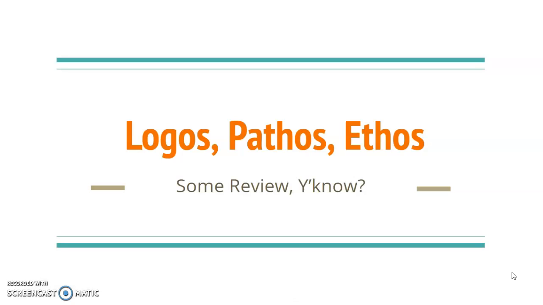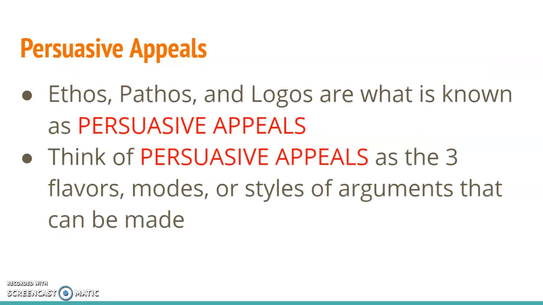We are going to talk to you about what will hopefully be an easy peasy review of the concept persuasive appeal and the sub-concepts logos, pathos, and ethos. So first of all, what are persuasive appeals? Well, they are types of arguments, and there are really only three types of arguments. Ones that are based in ethos, ones that are based in pathos, and ones that are based in logos.